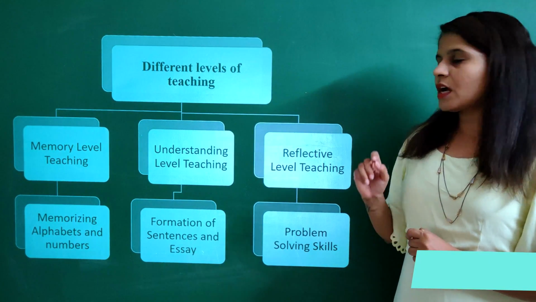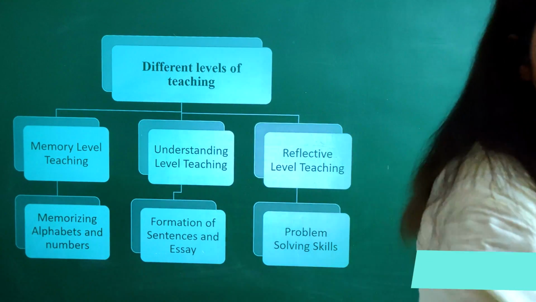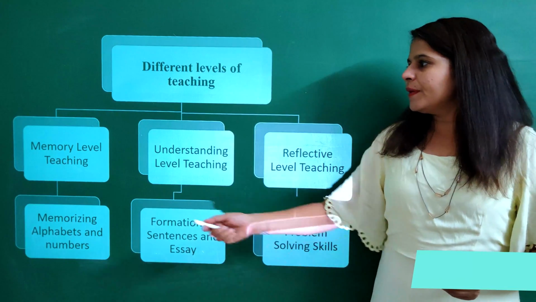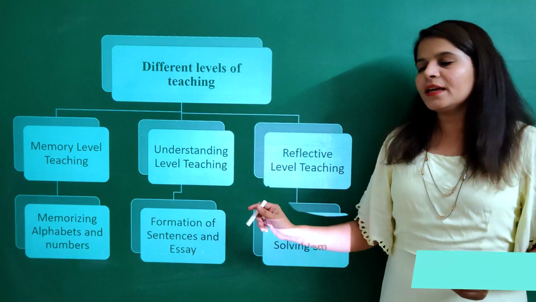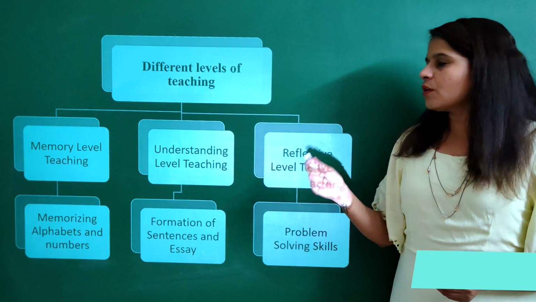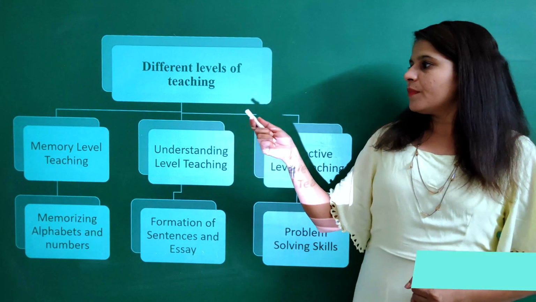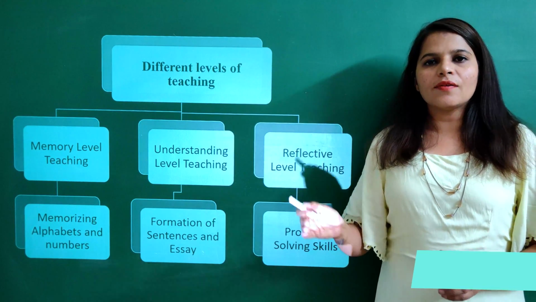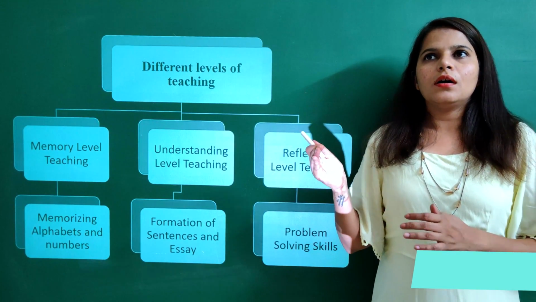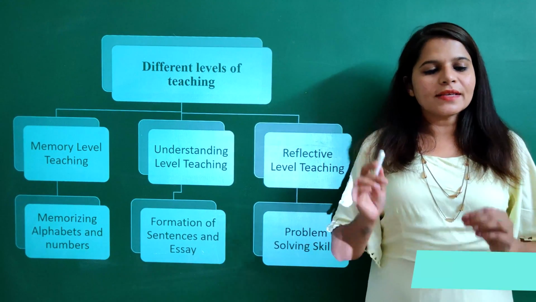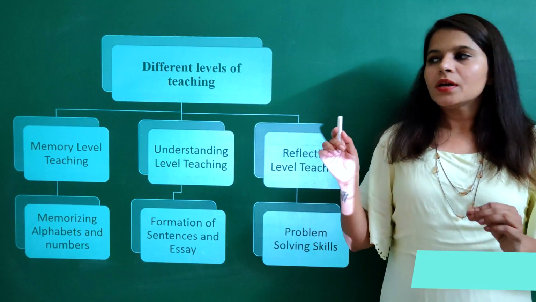So let's start with today's topic. Now, different levels of teaching. The first level being memory level, the second is understanding, and the third is reflective. So before starting all this, let me tell you about memory level teaching. Try to understand that these are layers. You have to remember it according to the sequence. You cannot shuffle the sequence. Okay. So exactly what are we going to do here?